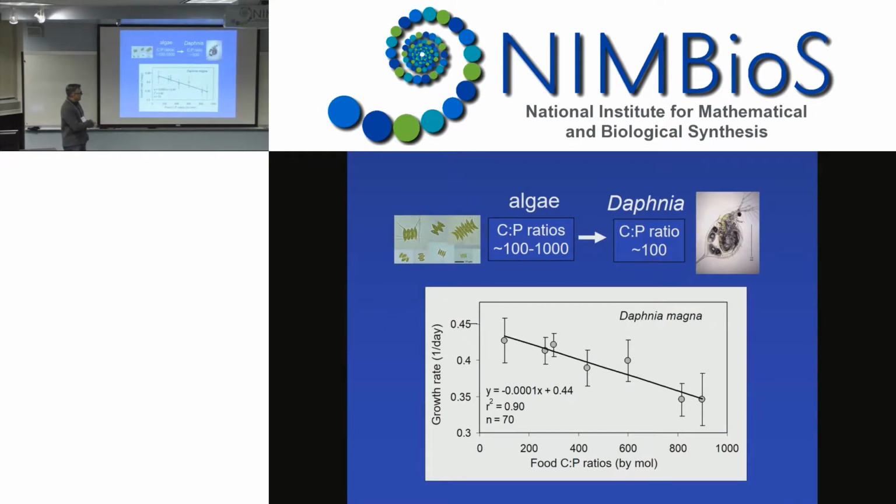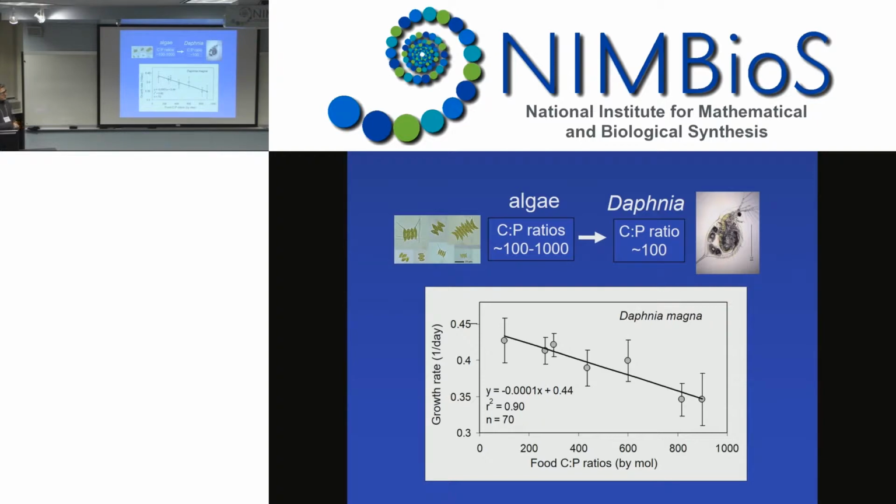So here you have the Daphnia in your lab. You feed them some food, with different food C to P ratios. This is Daphnia magna, and these are the growth rates. You can see if you feed them a higher C to P ratio, they grow slower. And you do this with different species and get slightly different slopes.